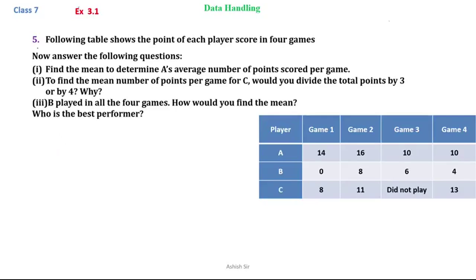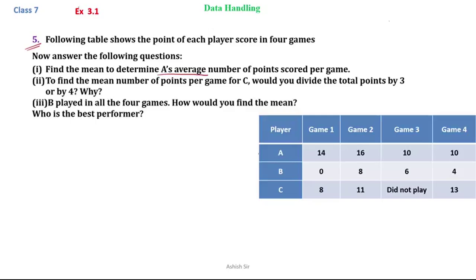Exercise 3.1, question number 5. The following table shows the points each player scored in 4 games. So find the mean to determine A's average number of points scored per game.